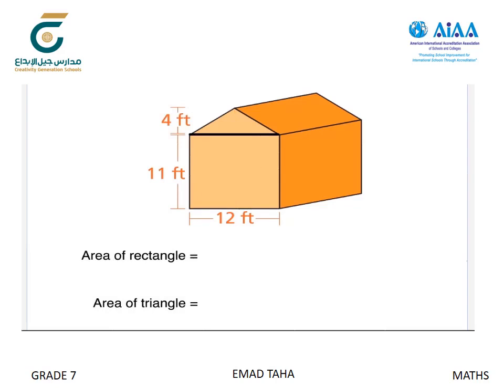The area of the rectangle is its length of 12 feet times its height of 11 feet, which is equal to 132 square feet. The area of the triangle is 1/2 times its base, which is 12 feet, times its height, which is 4 feet. The product equals 24 square feet. The area of the pentagon is equal to the sum of its parts, or 156 square feet.